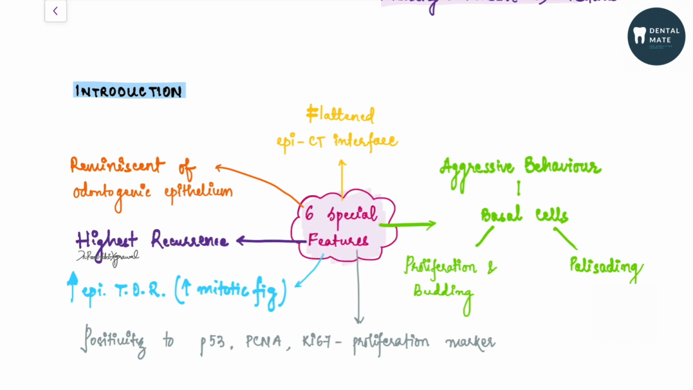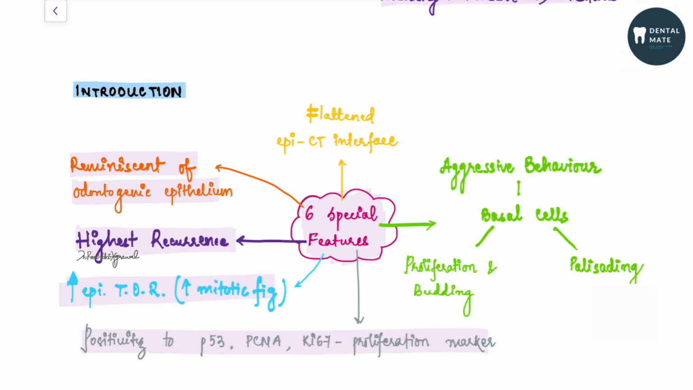First of all, it is a remnant of the odontogenic epithelium. It has the highest recurrence rate, which is about 60%. It has a high epithelial turnover rate. This is because of the increased number of mitotic figures in the epithelium. Along with that, it shows positivity to certain proliferation markers such as P53, PCNA, Ki67.